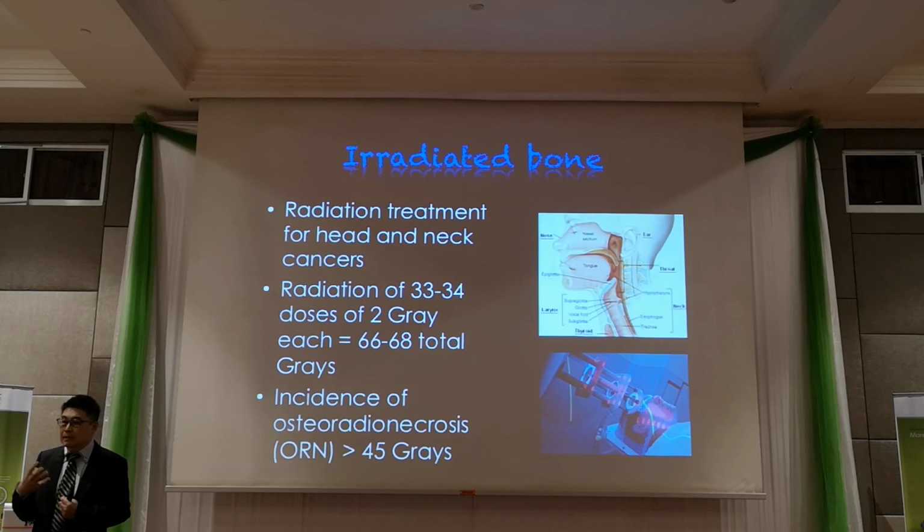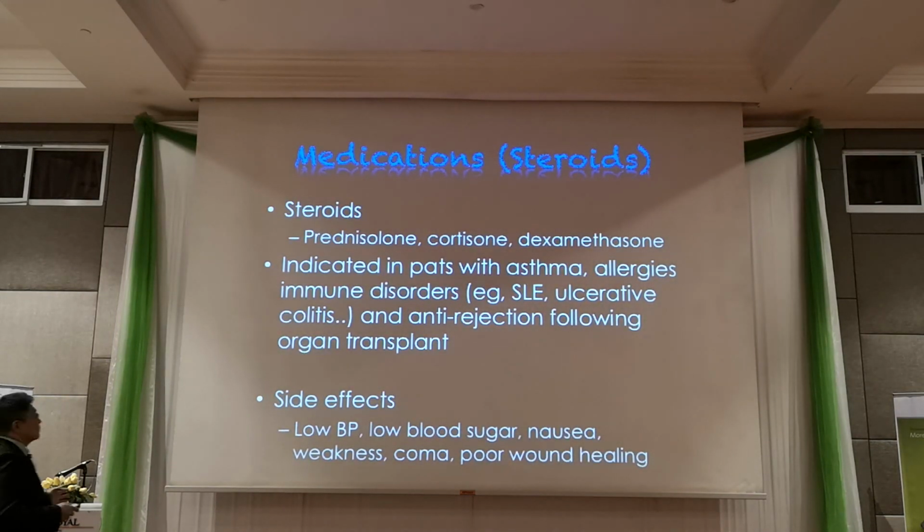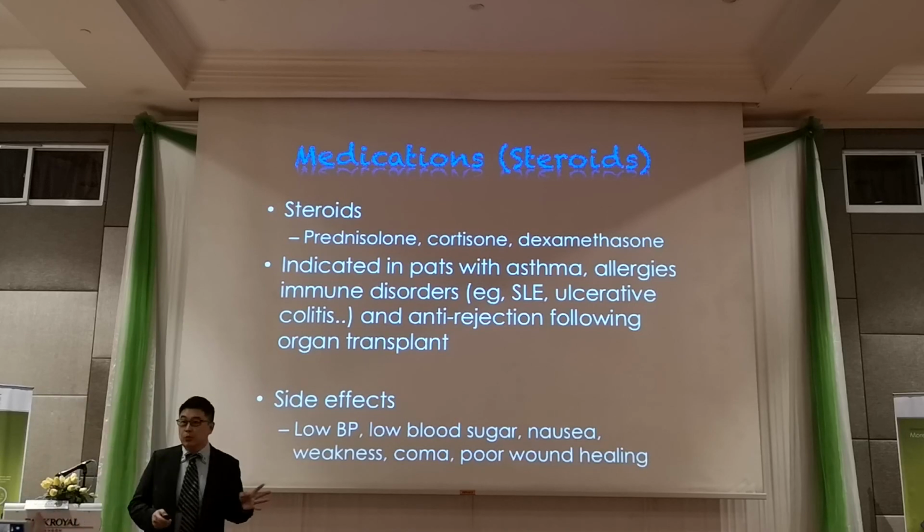Basically, they need a total of 66 to 68 grays of radiation energy. That's the amount of radiation energy inside the bone, and the incidence of getting osteoradionecrosis is anything above 45. So you see, just to treat the cancer, the bone is not good. Sometimes we wait 1 year, then we get clearance, and then we start. And then you do a full mouth? No, you just do maybe 1 or 2. This is enough.